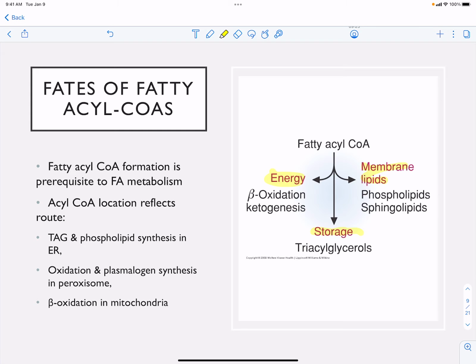If you're going to synthesize your triacylglycerol and your phospholipids, this is going to occur in the endoplasmic reticulum. If you're going to oxidize and have plasmalogen synthesis, this is going to occur in peroxisomes as well. It can occur also in the ER, we'll talk about. Beta oxidation only occurs in the mitochondria, and we'll discuss that as well. It also occurs in the peroxisomes to a certain extent.